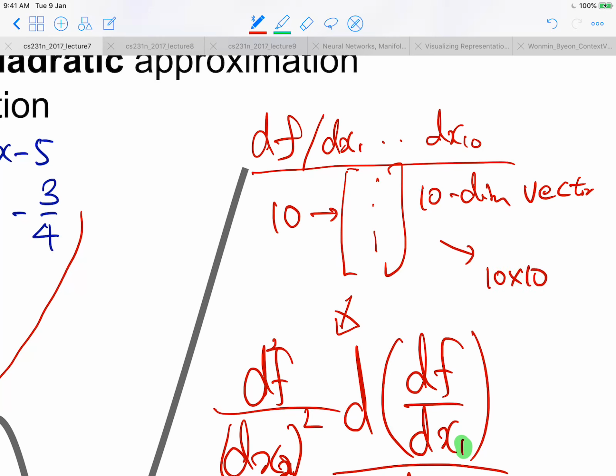Okay, and somehow we actually need to compute its inverse matrix. Computing the inverse matrix requires a computational complexity of 10 cubed. So that involves a lot of computation, and also, even if we follow this second order derivative, we basically have to maintain this much size of the matrix, right?